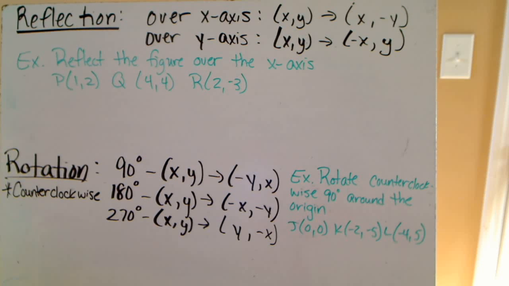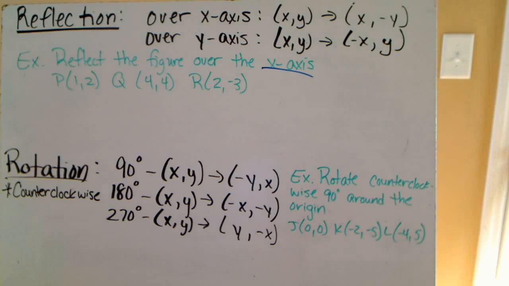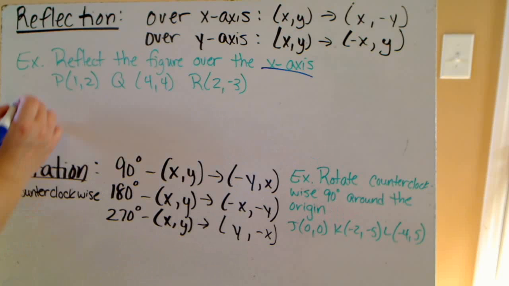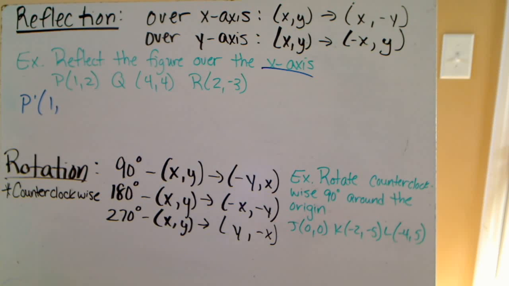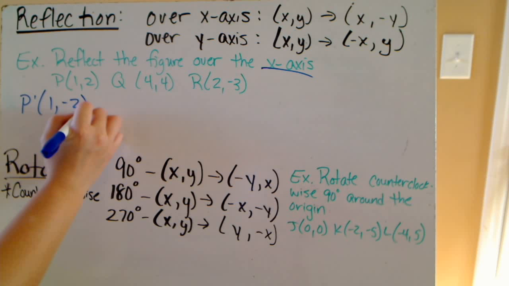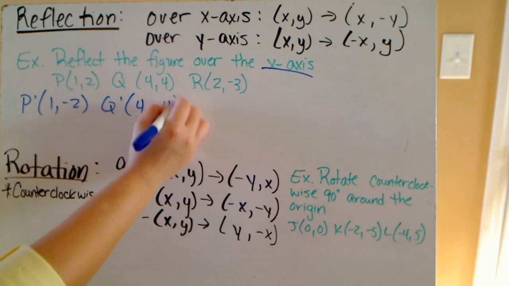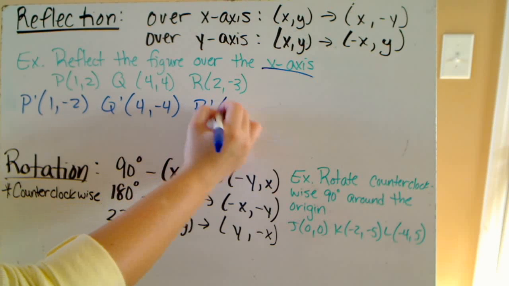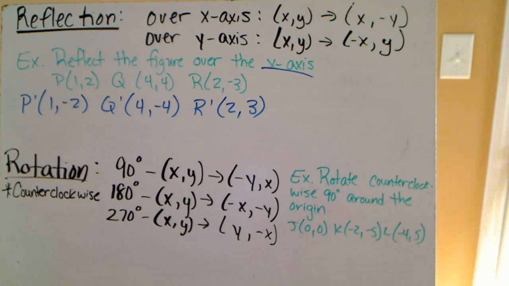So in this case, we're going to reflect over the x-axis. So that means all of our y's change. X stays the same, and then we're going to change our y to the opposite sign of whatever it is. So in the first one, it's 2, so we're going to change it to -2. Q prime becomes 4, -4, and R prime becomes 2, +3. And that's all you would do for that one.